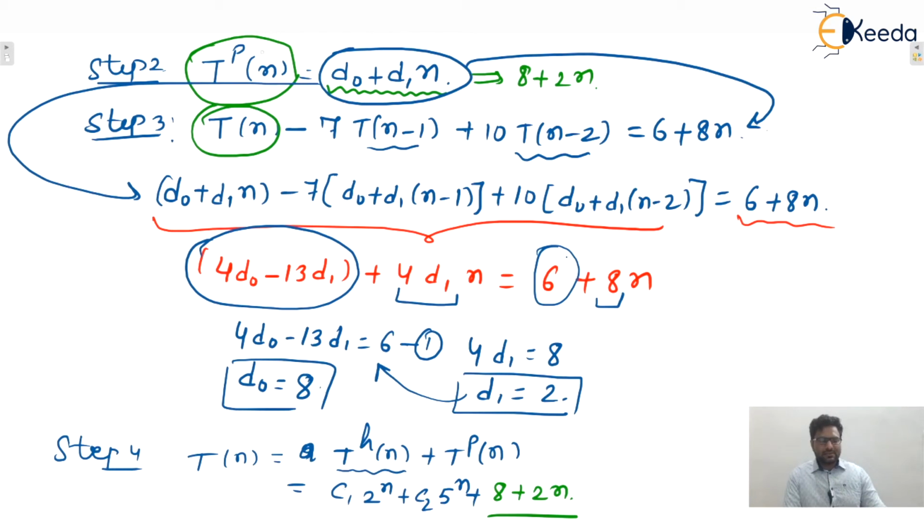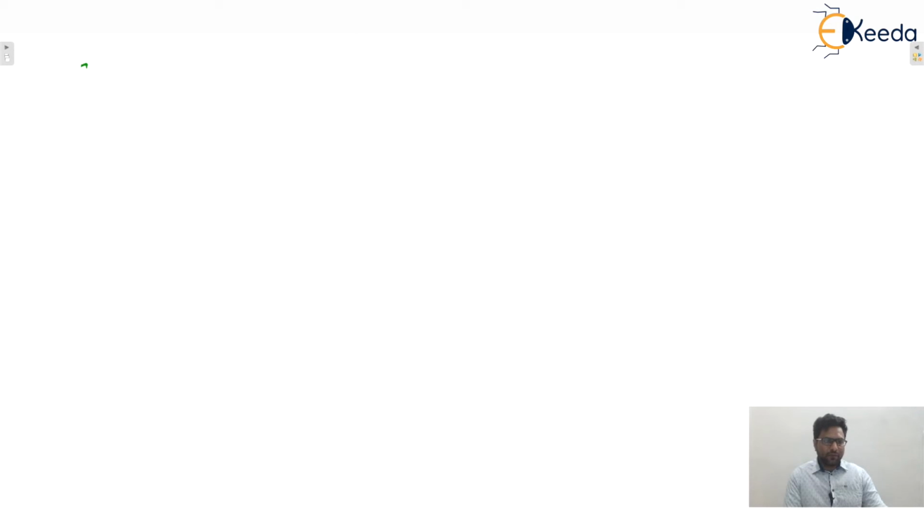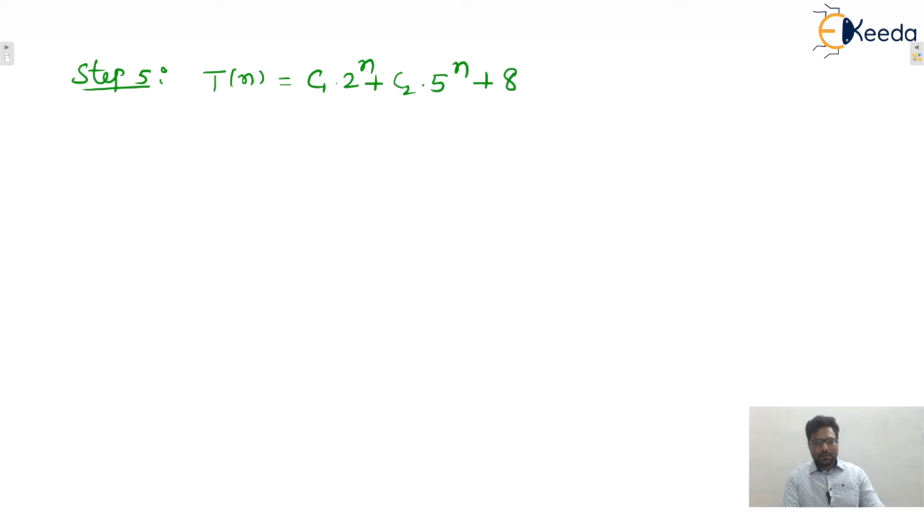Okay, so let's see the next step, that is step 5. In step 5, it is given that Tn equals C1 into 2 raised to power n plus C2 into 5 raised to power n plus 8 plus 2n. Initial conditions given to you, T of 0 equals 1. So put n value equals 0. So we can say that C1 plus C2 plus 8 equals 1. That is equation 1, or let's say this is equation 2.